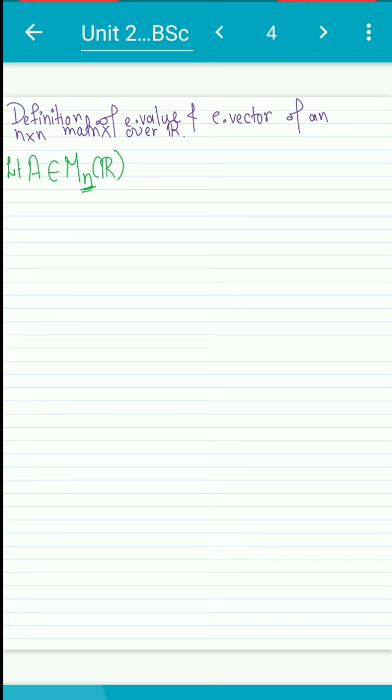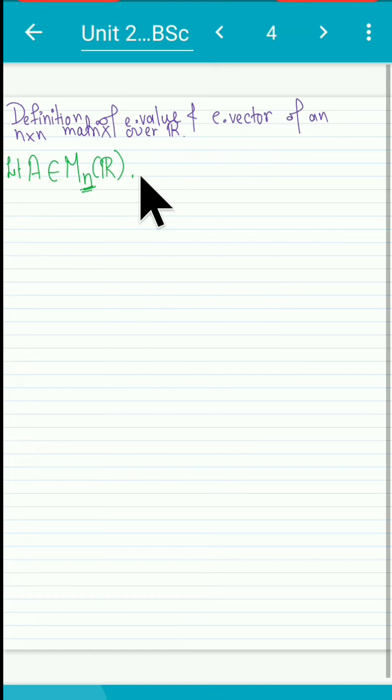Also, while working on linear transformations, we have noted we work on linear operators, right? Linear operators from V to V only. Okay. So now let V be the m cross n matrices over R. Then I want to define eigenvalue and eigenvector.